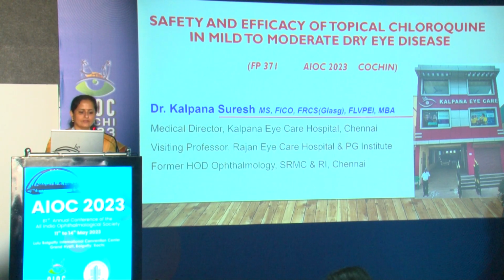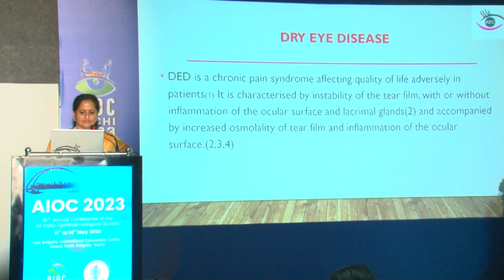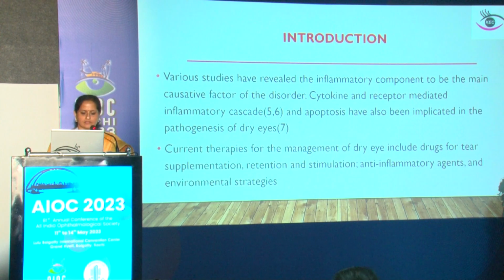So my topic is on safety and efficacy of topical chloroquine along with CMC in mild to moderate dry eye disease. I have no financial interest to disclose. As you all know, dry eye disease is a chronic pain syndrome affecting the quality of life adversely in patients. It's characterized by instability of the tear film with or without inflammation of the ocular surface and lacrimal glands, and accompanied by increased osmolality of the tear film and inflammation of the ocular surface. Various studies have revealed the inflammatory component to be the main causative factor in this disorder. Cytokine and receptor mediated inflammatory cascade and apoptosis have also been implicated in the pathogenesis of dry eye.